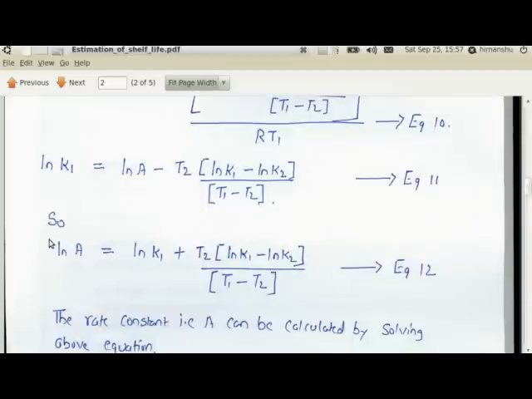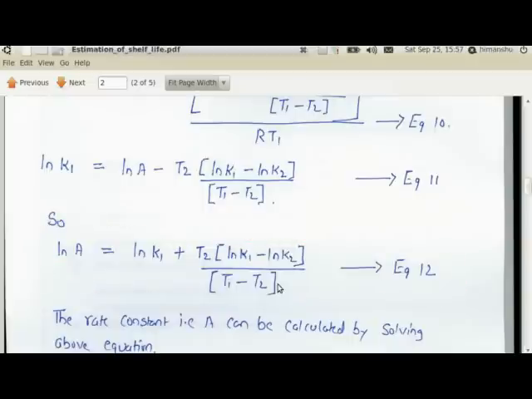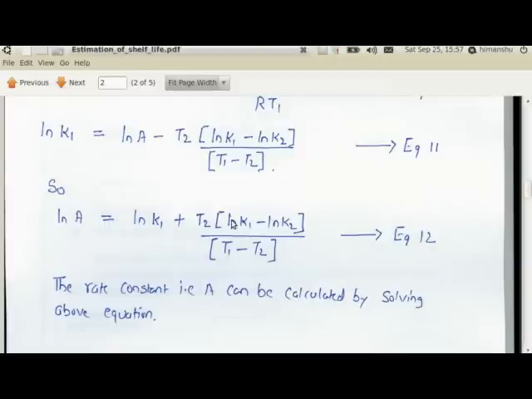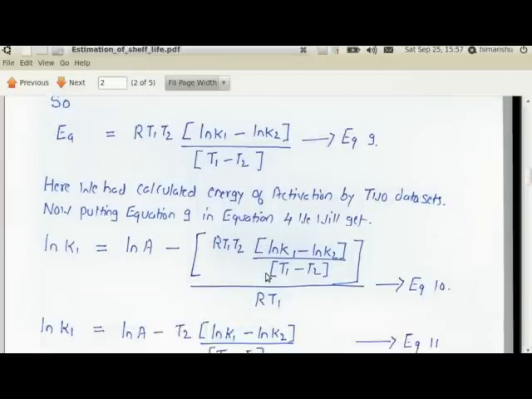Now, modifying this, I got the value of ln A, that is ln k1 plus t2 ln k1 minus ln k2 over t1 minus t2. Now the rate constant can be calculated by the above equation, okay, and the energy of activation can be calculated by this equation.